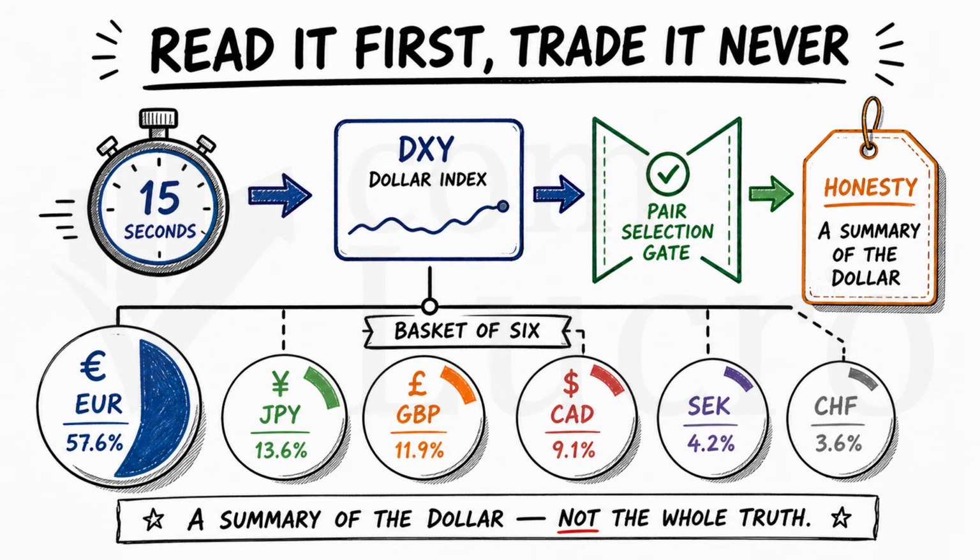So, is there one chart that tells you what the dollar is doing? Yes, the dollar index. One line measuring the dollar against a basket of 6 currencies, more than half of it the euro, and it exists to give you a dollar bias in about 15 seconds before you choose a pair. Read it first, trade it never. And remember, it's a summary of the dollar, not the whole truth about it.